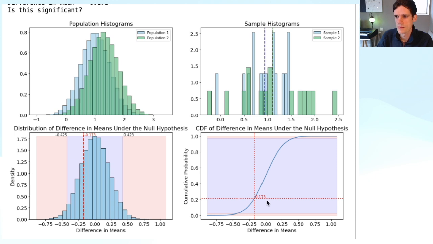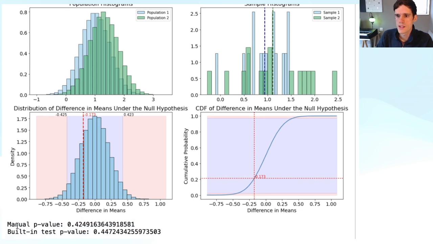side of our histogram. But because we have a symmetric distribution, this also means that we have 20% of data that would be larger than our observed value. And thus 20% plus 20% is 40%. So this would give us a p-value of roughly 40%, because 40% of data would be more extreme than our observed sample. And if we scroll down a little bit, then we indeed see that for our manual p-value and our built-in p-value, we get a p-value of roughly 40%. So let's now see how we can actually compute these values.